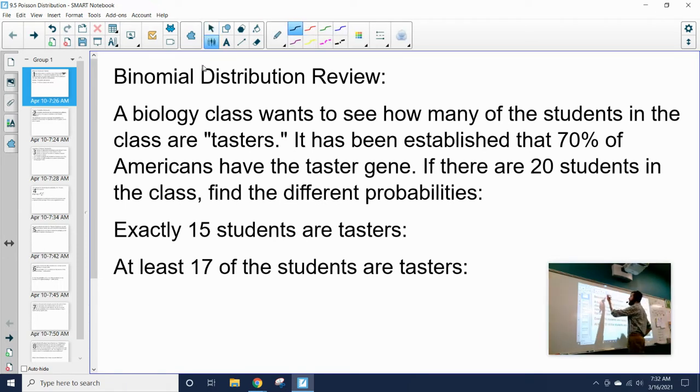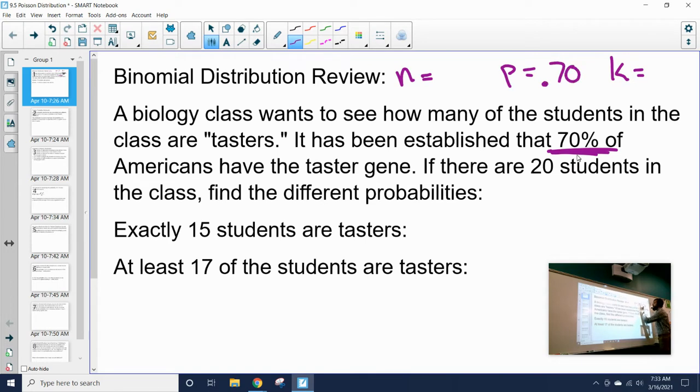So let's first figure out the information that we needed for binomial distribution. The three pieces of information we needed were n, p, and k for the different situations. In the first part, 70% of people have the taster gene, so that's going to be our probability, 0.70. There are 20 kids in the class who are being tested, so n is 20. For our question, we're looking for exactly 15 students, so the probability of x equaling 15. Now that 15 is going to be my k.